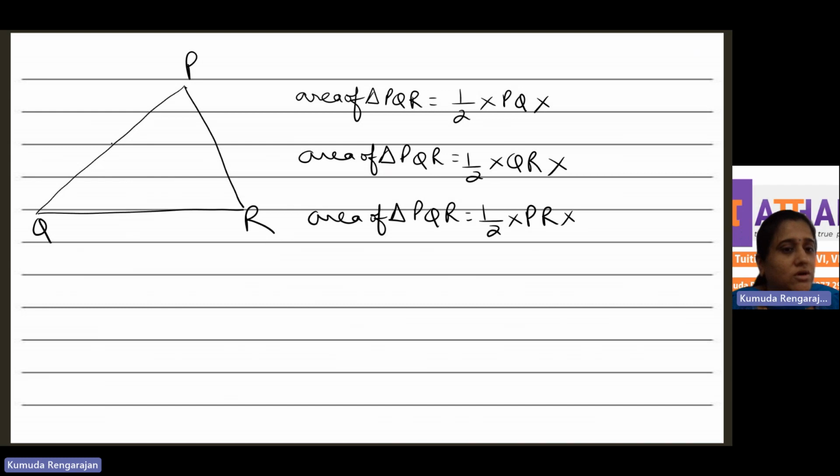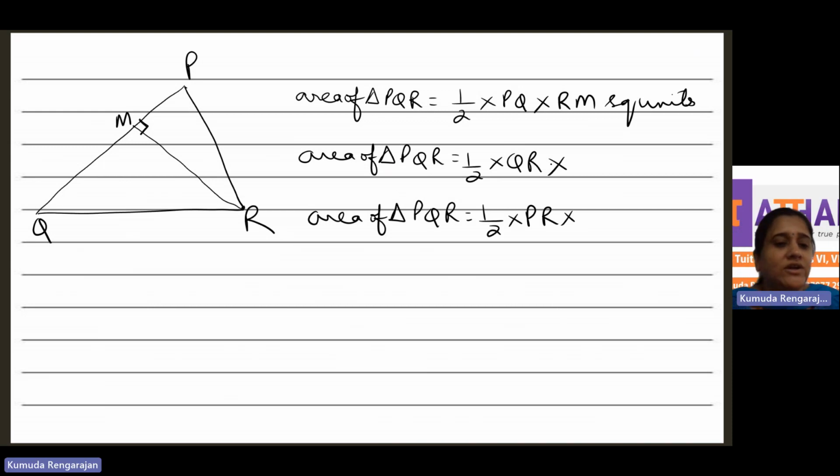Now this is PQ. See the altitude for PQ, it will come from the opposite vertex R. From R, there'll be a line segment like this. Now supposing M, RM is the altitude on PQ. Why? Because it's on PQ making 90 degrees with PQ, and it's also coming from the opposite vertex R. So it will be half into PQ into RM, RM square units.